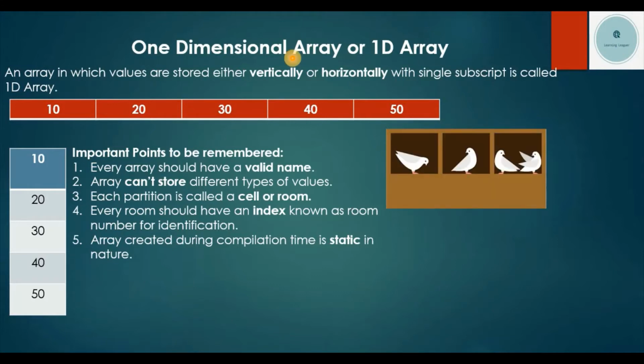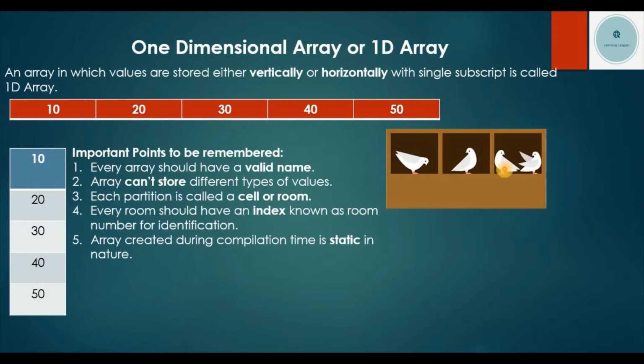Look at this particular picture. This is called a pigeonhole. How many blocks are there? There are 3 blocks: first block, second block and third block. All these boxes are represented in a horizontal fashion, that means row-wise. In the first block there is one pigeon, in the second block there is one pigeon, but in the third block there are 2 pigeons. That means this is not a valid example for an array.